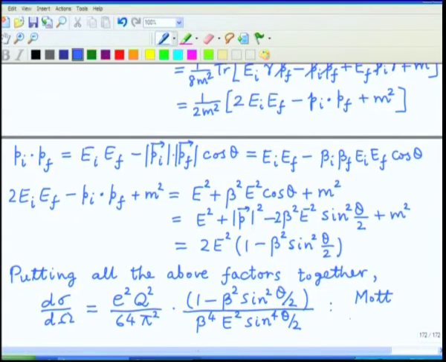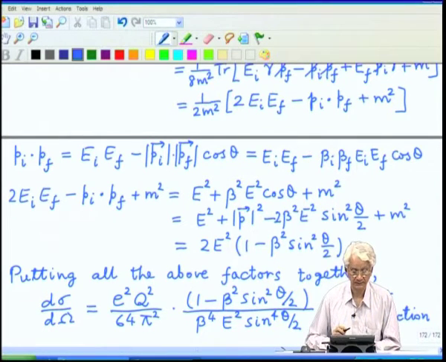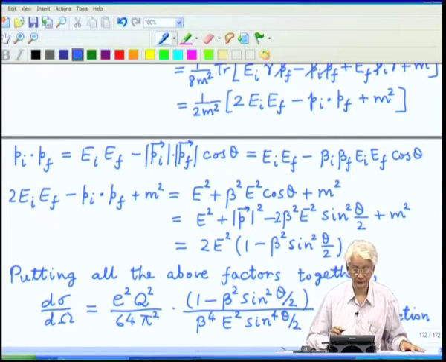It is often labeled as the Mott cross section, because it was calculated by Mott, and it has a form which differs from the classical or the non-relativistic formula by just this extra factor in the numerator, 1 minus beta square sin square theta by 2. The rest of the stuff is identical to what Rutherford calculated and used.